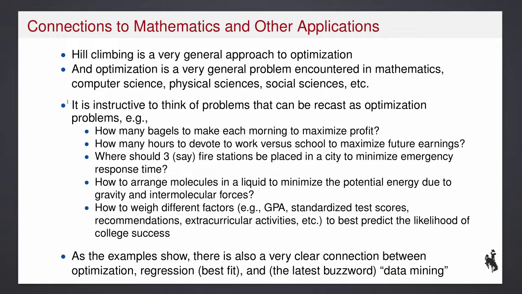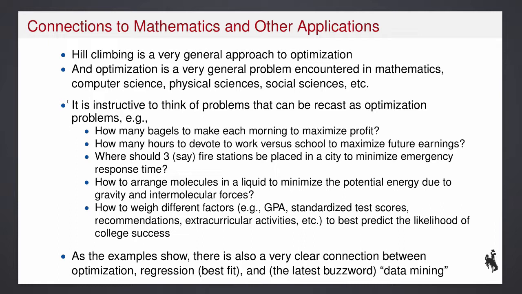This is something that a lot of students deal with. How many hours should I spend working as opposed to studying to maximize my future earnings? And sometimes it's a very stark choice, like should I go back to school? Well, that's an optimization problem. Here's a related problem. Let's say that I'm doing urban planning and I'd like to place 3, for example, fire stations in a city. I want to minimize the response time, so where should they be?